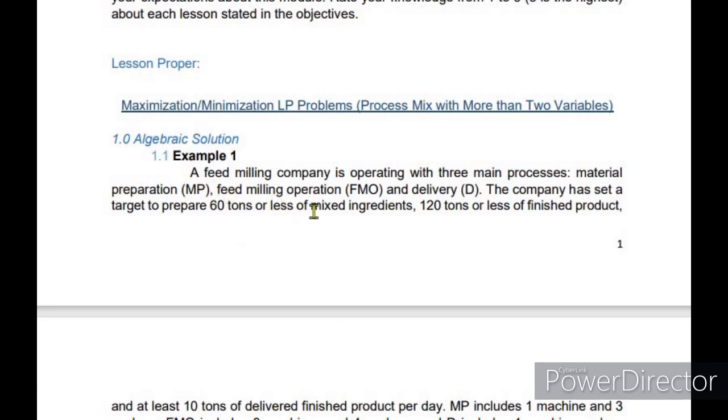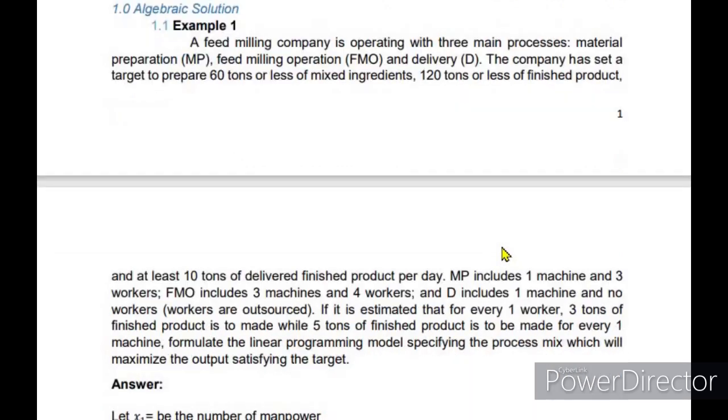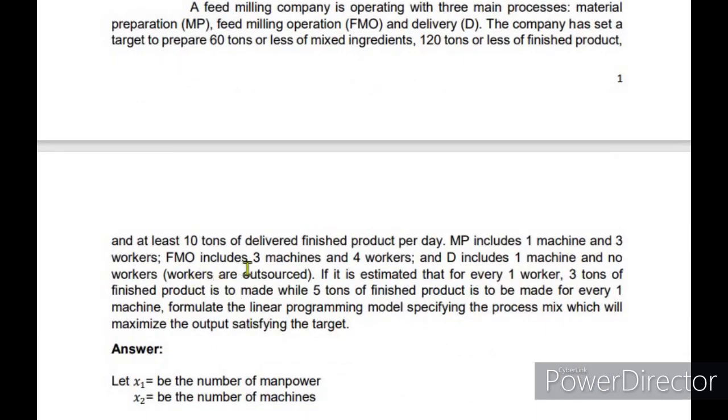A feed milling company is operating with 3 main processes: material preparation, MP, feed milling operation, FMO, and delivery, D. The company has set a target to prepare 60 tons or less of mixed ingredients, 120 tons or less of finished product, and at least 10 tons of delivered finished product per day.